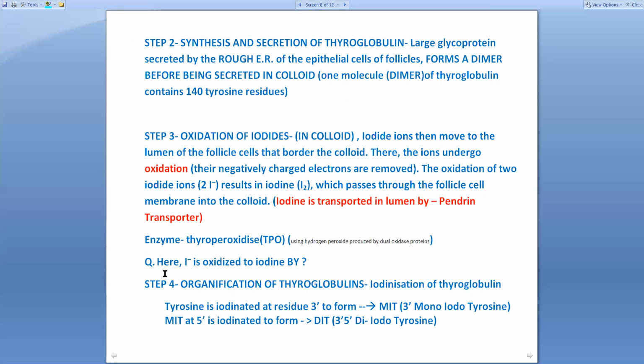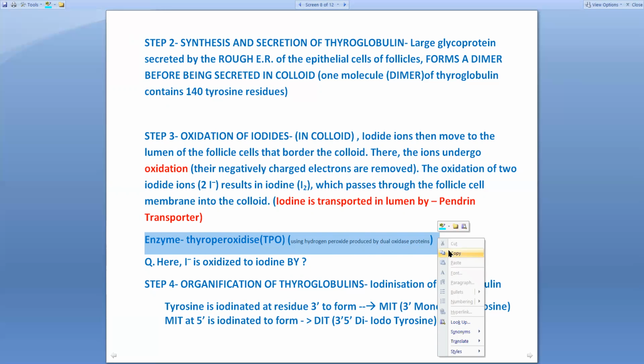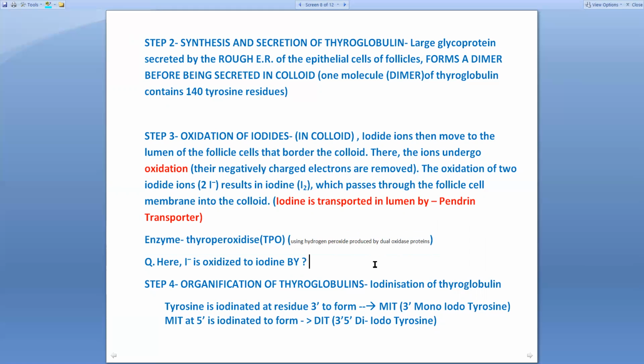So the question we have to remember is: iodide is oxidized to iodine by which enzyme? It is by the enzyme thyroperoxidase.